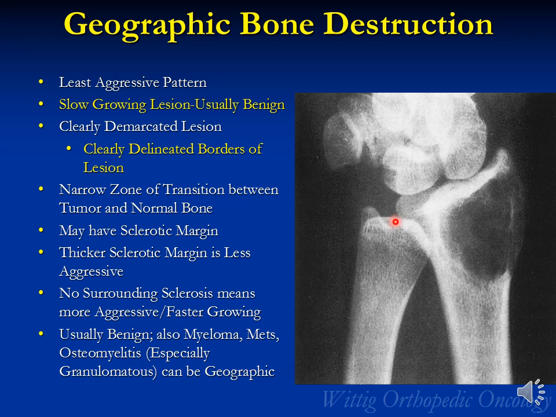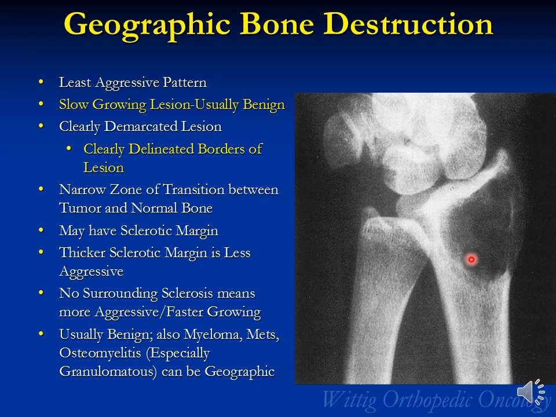Here's an example of geographic bone destruction, or a benign neoplasm. This is a giant cell tumor of the distal radius. You can see that it's very well circumscribed, and there's a narrow zone of transition between the tumor and the normal bone. You can make out the border of this tumor, in other words, and you always have to look at where the tumor is juxtaposed to normal bone. This indicates a slow-growing tumor, meaning slow-growing compared to a malignant tumor.